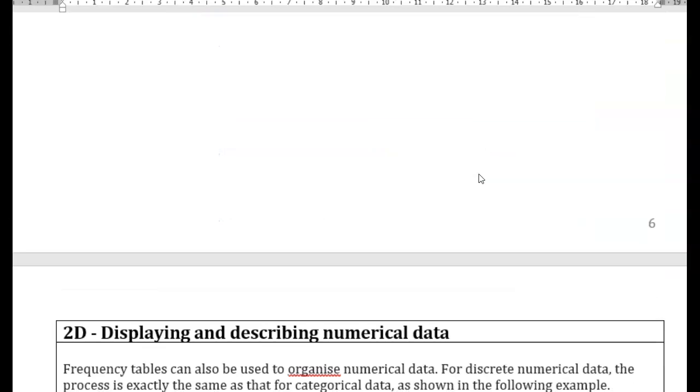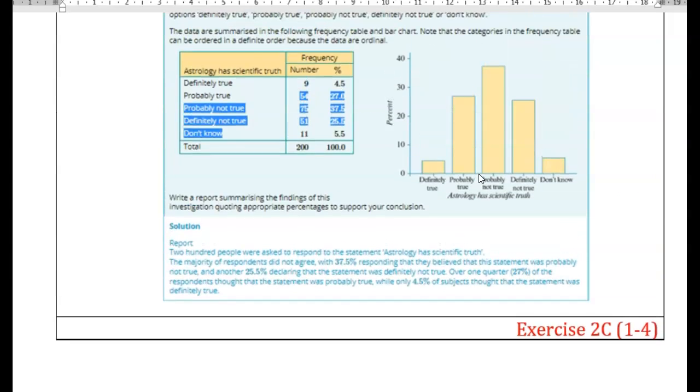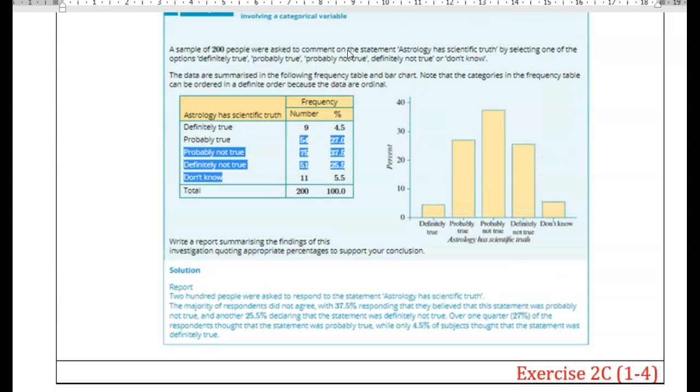Okay, I think that is it for 2C. Let's just see. Okay, so make sure that in 2C you can interpret a frequency table and a bar chart. So you're looking at, first of all, the context of the problem. You're reporting on the context. You're looking at the modal category. So for this one here, probably not true. You can see in the report, it didn't use the words modal category, but did say the majority of respondents, which is the same thing. Okay, and then it went on to explain the other categories as well. So a good example of how to report both a frequency table and a bar chart. Okay, bye.